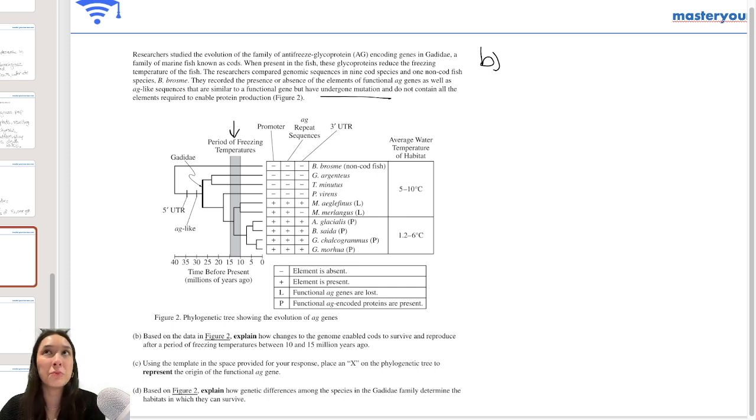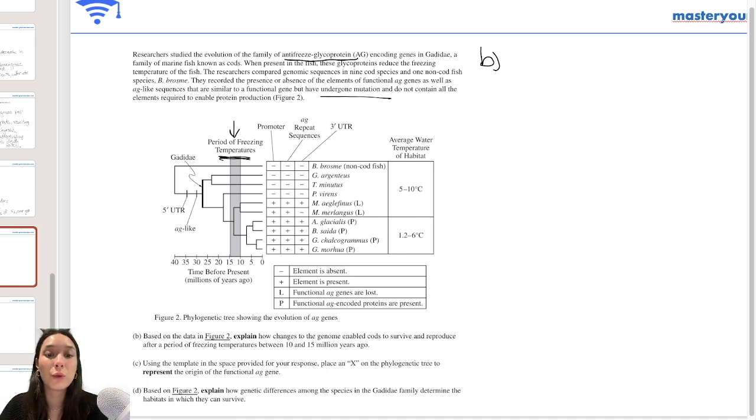So the change of the genome sequence is going to change your phenotype. After this period of freezing temperatures, you had a change in the environment, so the temperatures would have dropped. As a result, the ones that had the mutation with the antifreeze glycoprotein, which means you can survive at colder temperatures, were able to survive. The ones that did have all of these functional genes would have been selected for in this colder environment.